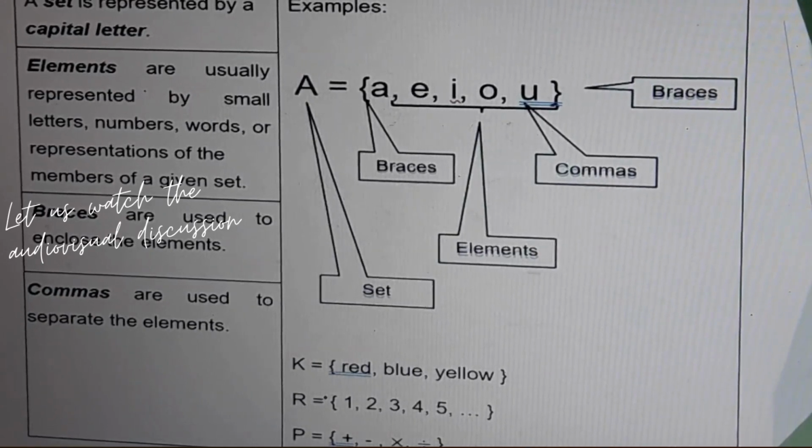Another example, we have set K. It is composed of the elements red, blue, yellow. It's about colors. Set R is composed of the numbers 1, 2, 3, 4, 5, and there are three dots provided, so we will discuss that later. Another example, we have set P. It is composed of plus, minus, times, and divide, symbols of operation. We'll continue.